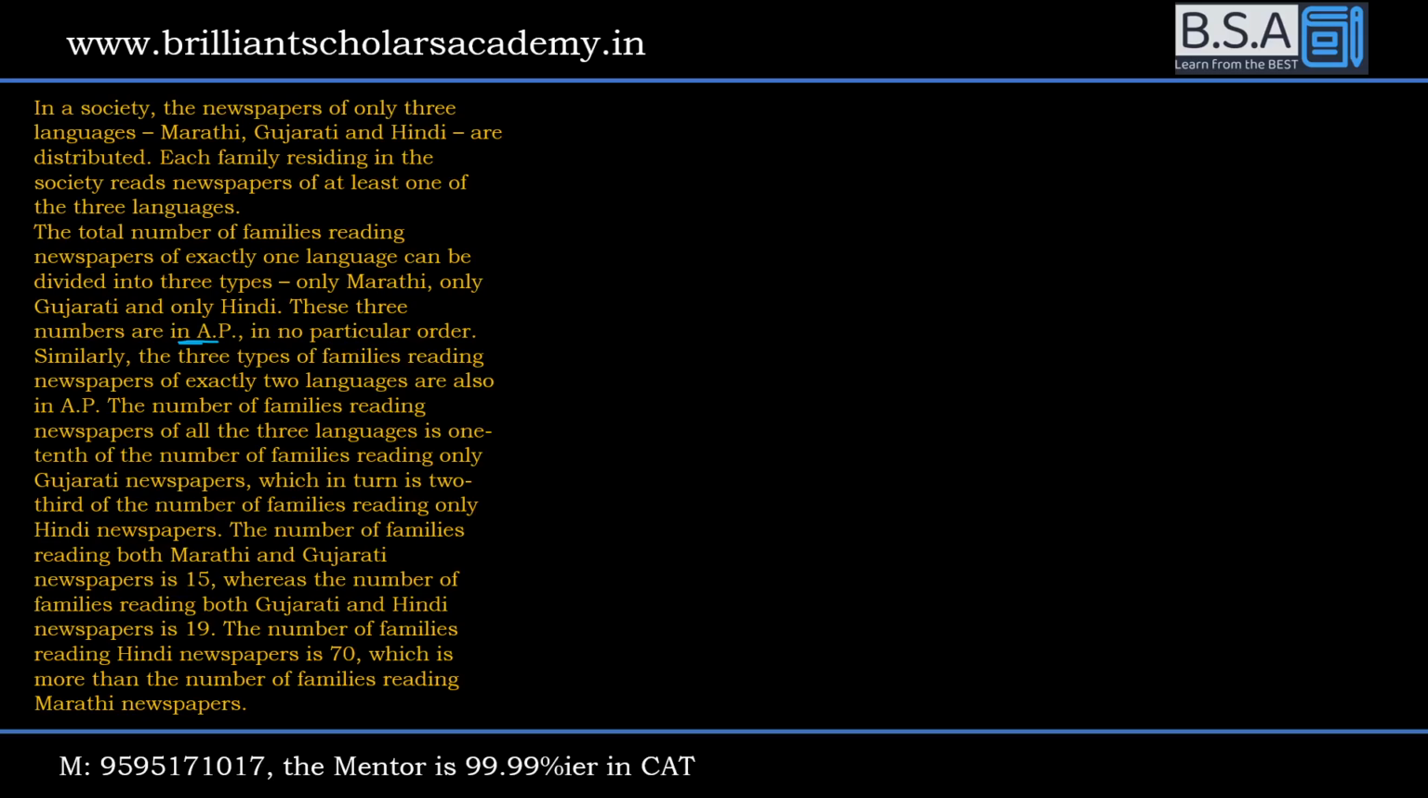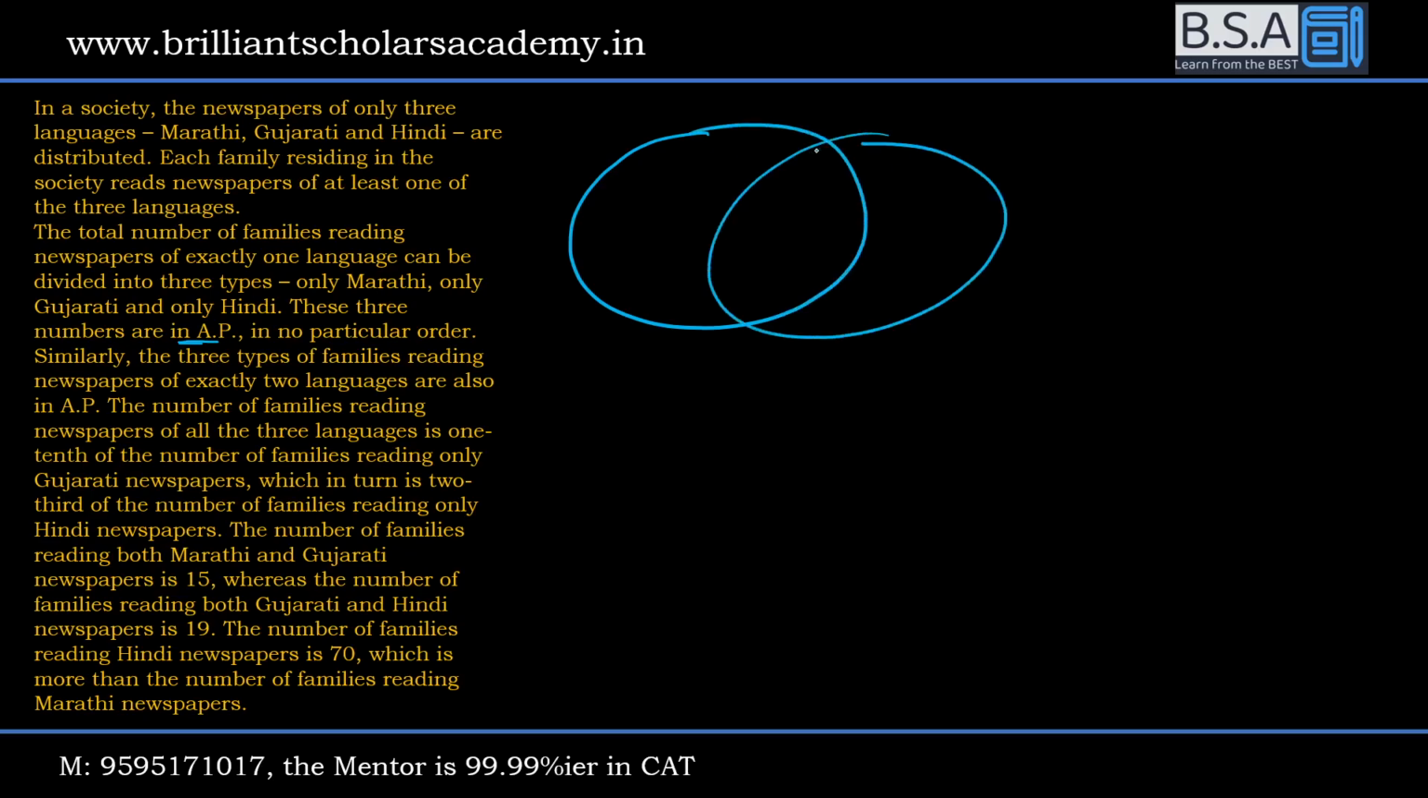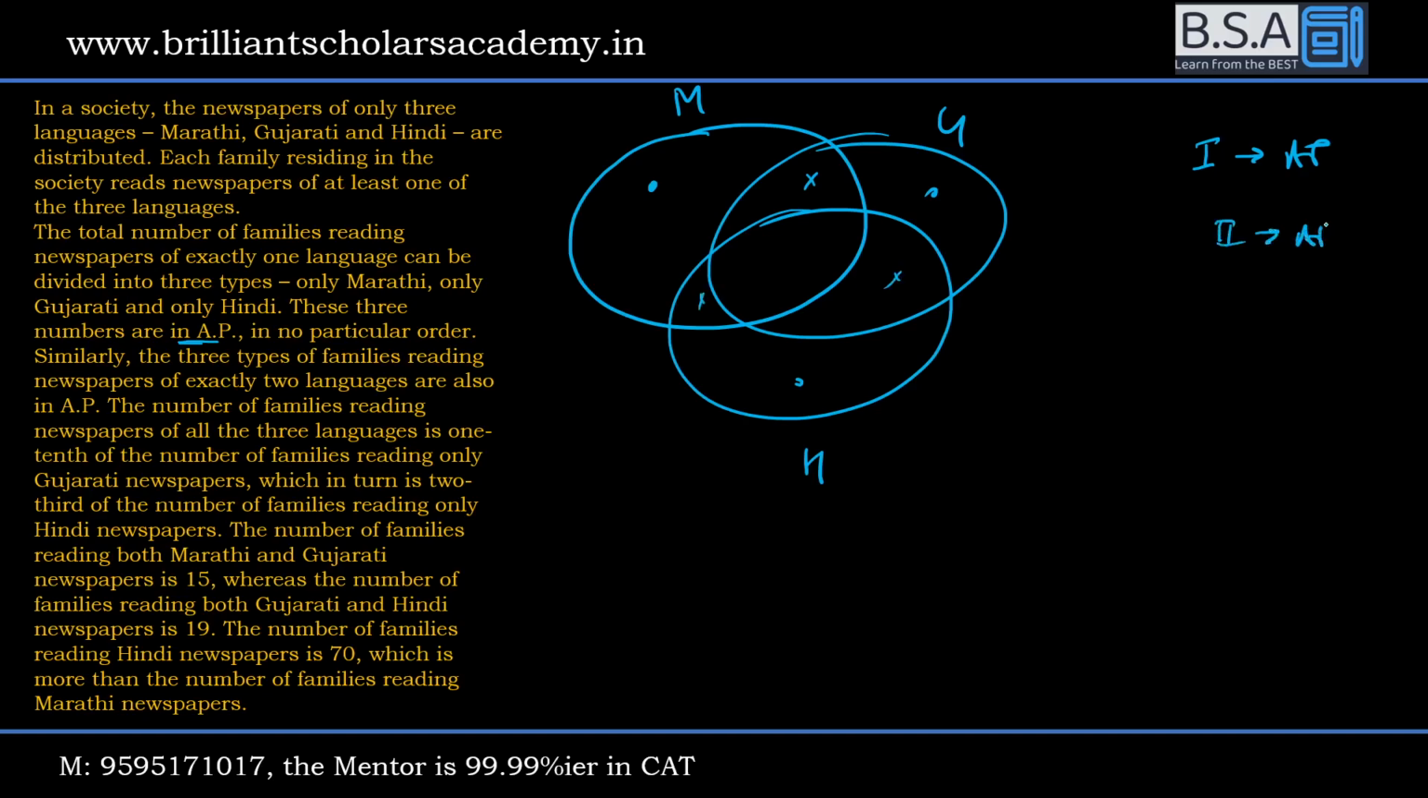So the question does not tell me how many families there are, but they must read at least one of the newspapers. So I will put three circles there. These are for languages: Marathi, Gujarati, Hindi. This dot and this dot are in an AP. Region 1, they follow AP. These crosses are also in AP. Region 2 also forms an AP.